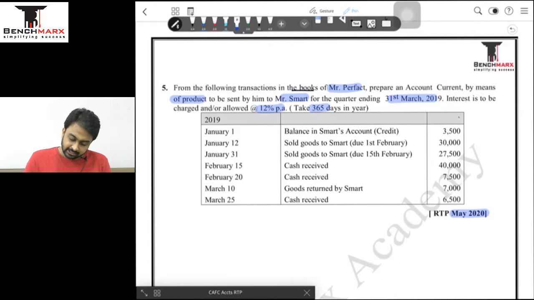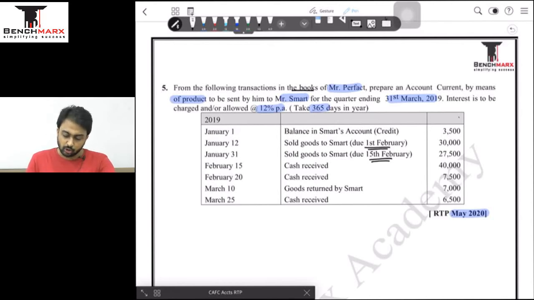Okay, details are Jan 1 opening balance credit, Jan 12 sold goods, Jan 31 sold goods, 15th of Feb cash received, Feb 20 cash received, goods returned on 10th of March, and 25th March cash received. I don't see any bills drawn or bills accepted, so there is no need to compute the 2-3 months duration. The transaction date itself becomes the due date, except these 2 dates where the due date has been specifically mentioned. Okay, so we will take the given due dates as the due dates for transaction number 2 and 3. All other transactions will have the transaction date as the due date.